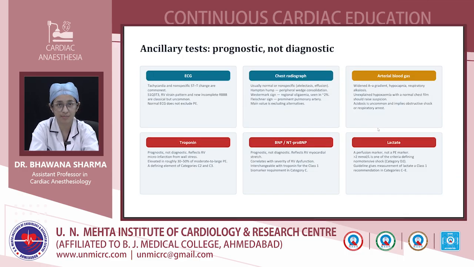There are other tests that can be done, but they only help us prognosticate the patient and do not help a lot in diagnosis. The ECG shows tachycardia with non-specific ST-T changes, and S1, Q3, T3 with an RV strain pattern and new incomplete RBBB. They are very classical signs of pulmonary embolism, but not commonly seen. In the chest X-ray, a normal or non-specific chest X-ray can be there. There can be Hampton's hump or Westermark sign, but these classical signs are not usually seen.